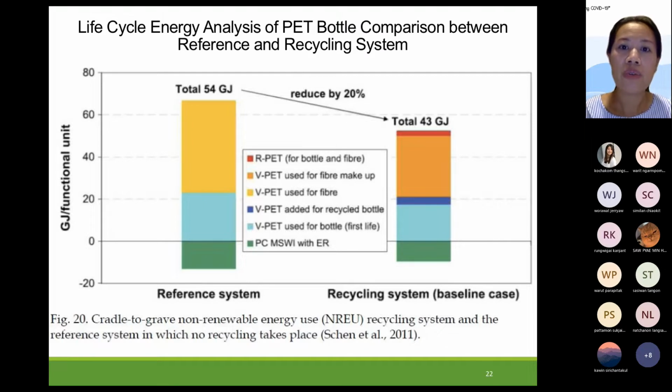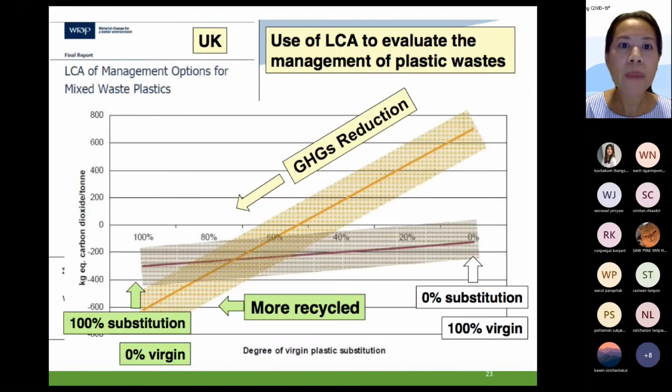Based on LCA, we will get numbers that we can use to claim about our products. And before we get the guarantee for labels, like an eco label, we have to show the LCA process. And this shows the use of LCA to evaluate management of plastic waste. You can see in this graph the 100% virgin materials, and the greenhouse gas emission is quite high.